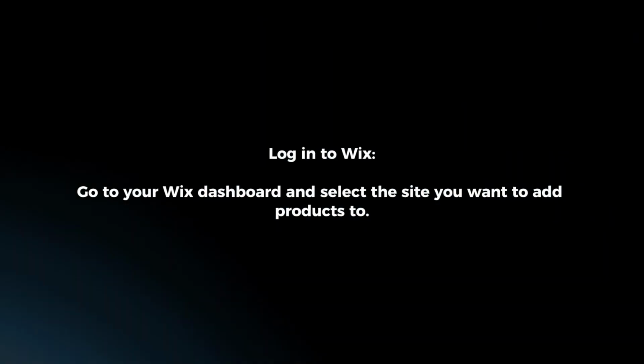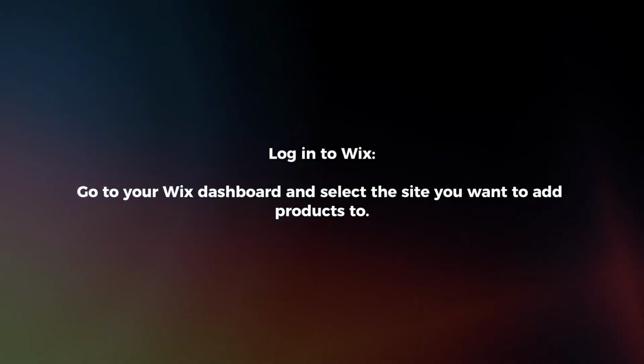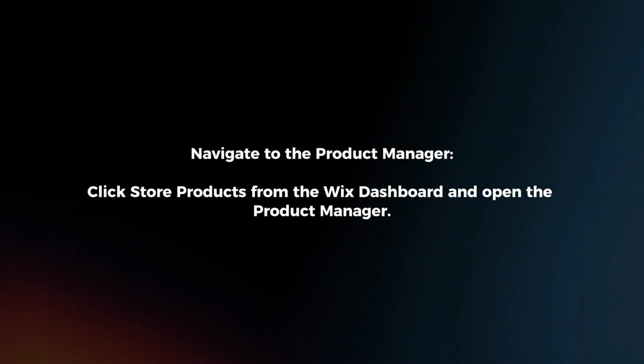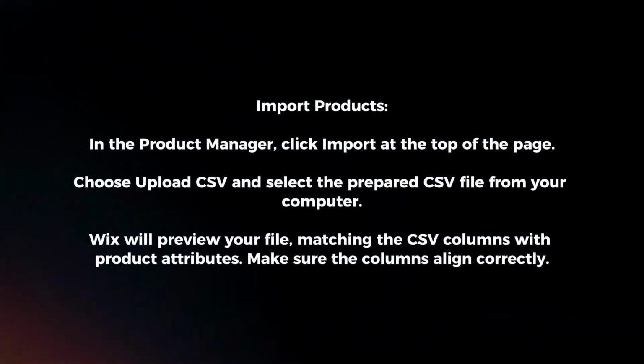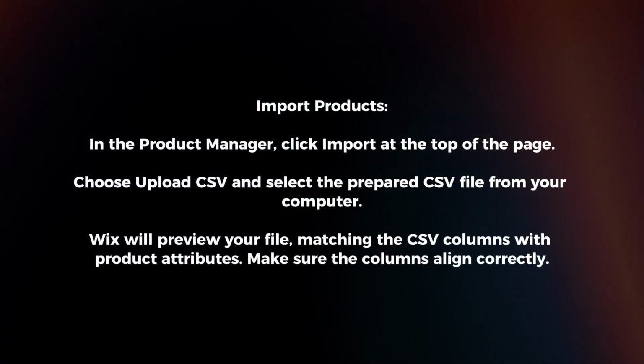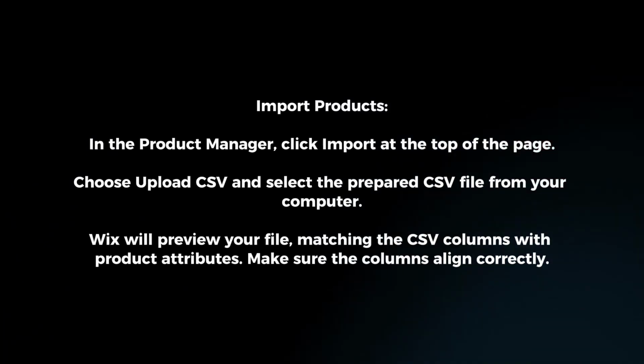Log into Wix. Go to your Wix dashboard and select the site you want to add products to. Navigate to the product manager. Click Store Products from the Wix dashboard and open the product manager. Import products. In the product manager, click Import at the top of the page. Choose Upload CSV and select the prepared CSV file from your computer.